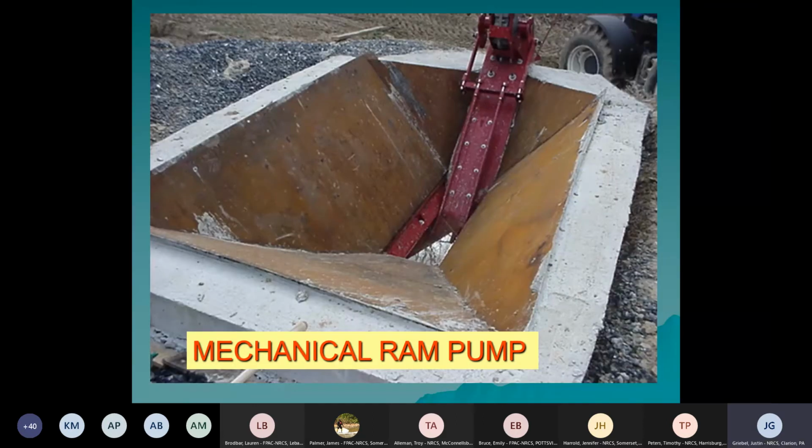Here's a mechanical ram pump. Operates very similar. It's just instead of being vertical, it's operating horizontally. Would suck the manure in from the hopper and push it down the tubing to the manure storage.